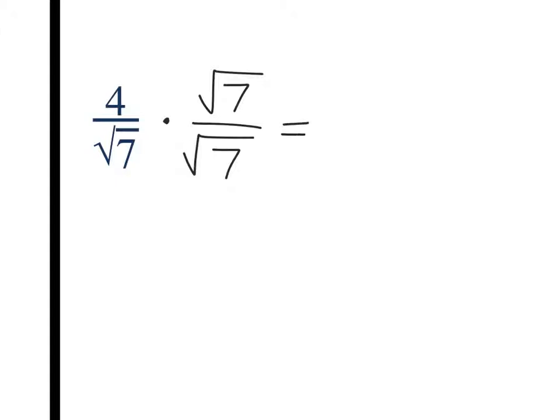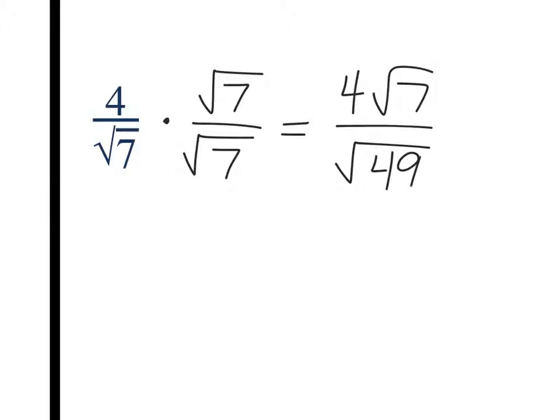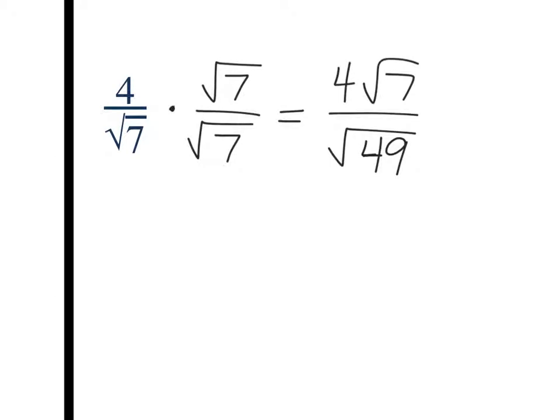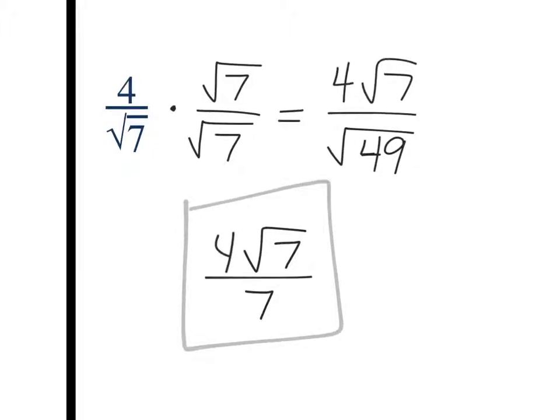Okay, so we multiply. This would be 4 root 7 on the top. And then on the bottom, what would I have? Square root of 49. This is not a coincidence. You're going to see that the bottom of the fraction, the denominator, just goes to 7. So those square roots cancel each other out, basically. So your final answer would be 4 root 7 over 7. You cannot have a square root or a radical in the denominator.